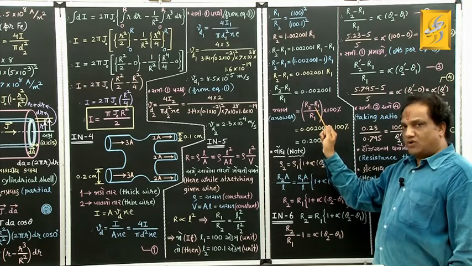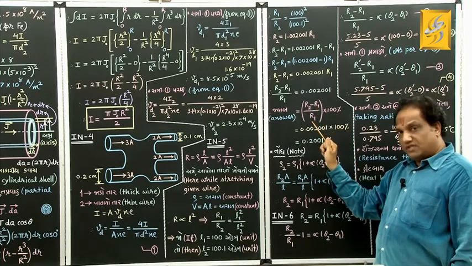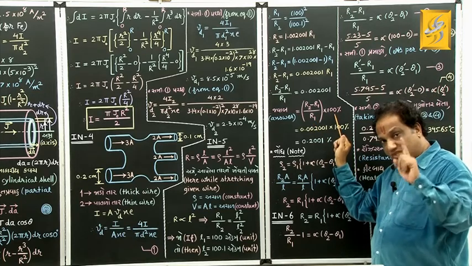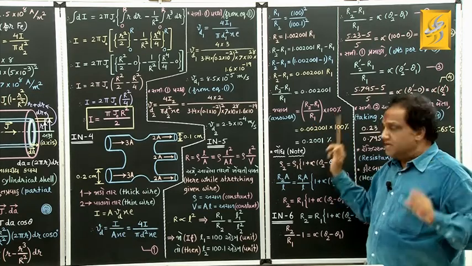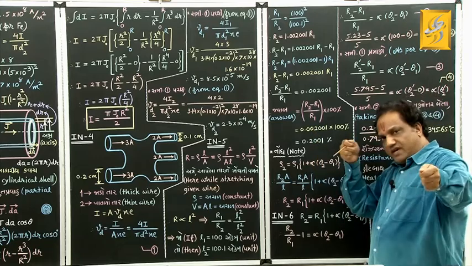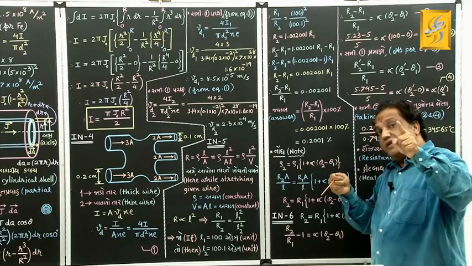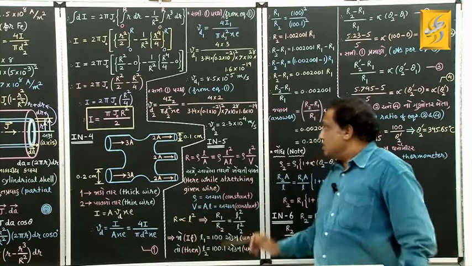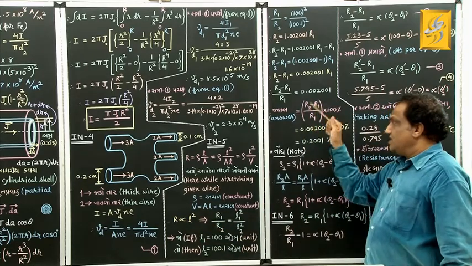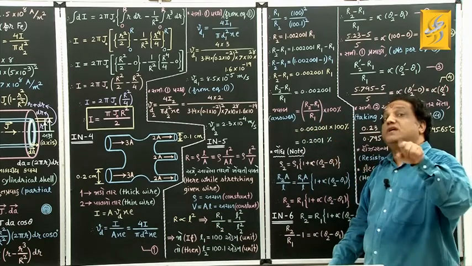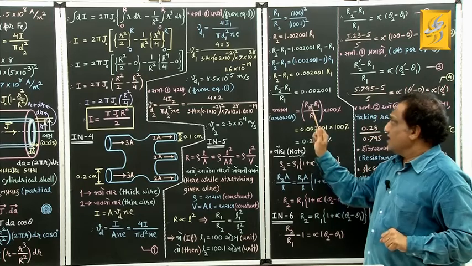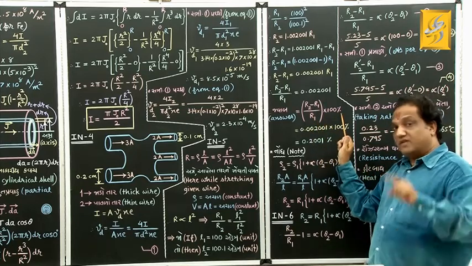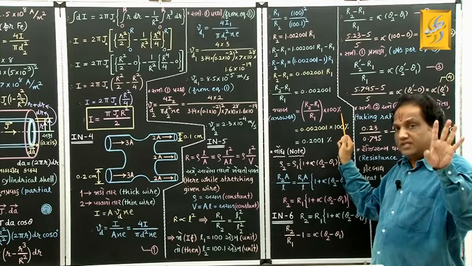Change in any physical quantity divided by its original value multiplied by 100 percent will give you the percentage change in that physical quantity. Right now, because you are stretching the wire, length will increase, and correspondingly when length increases, resistance will increase. So this will give me the percentage increase in the resistance: increase in the resistance divided by original value multiplied by 100 percent.